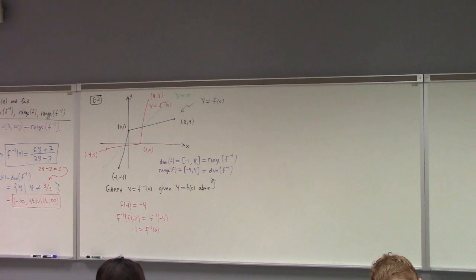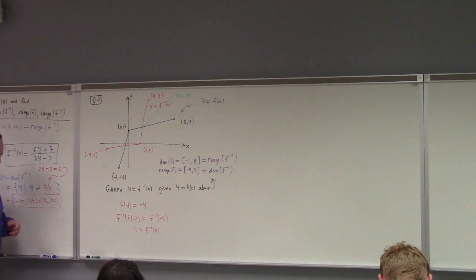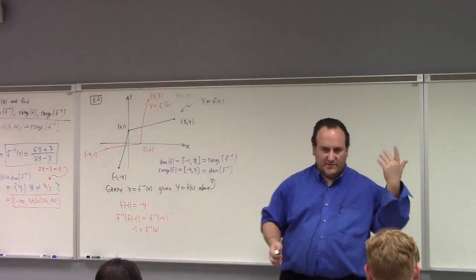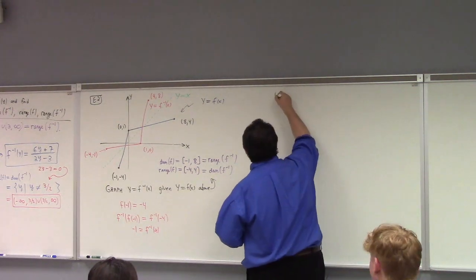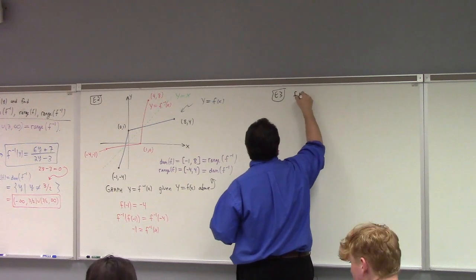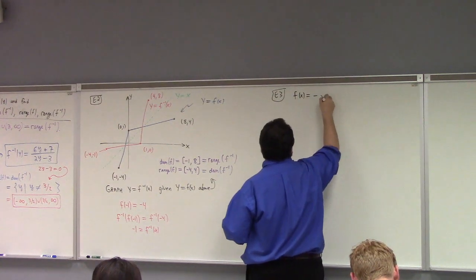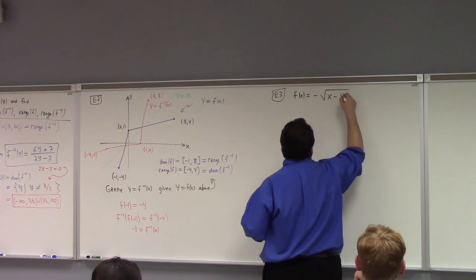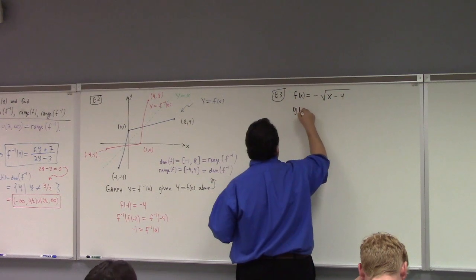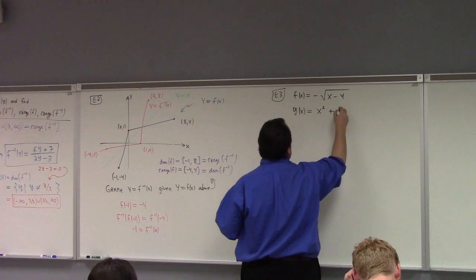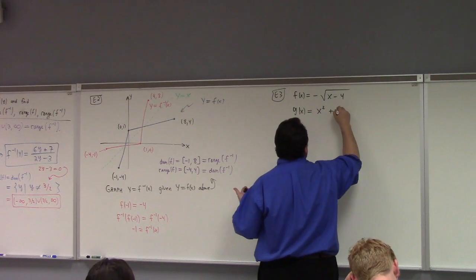Another kind of problem I should talk to you guys about, lest I forget, is if you're given two functions, are they inverses? So let's just make some up, all right? So how about this? We've got f of x equals minus the square root of, let's say, x minus 4, and g of x equals x squared plus, I don't know, 4.